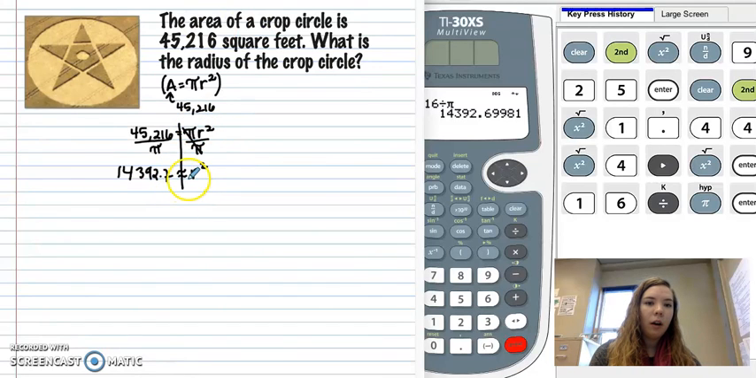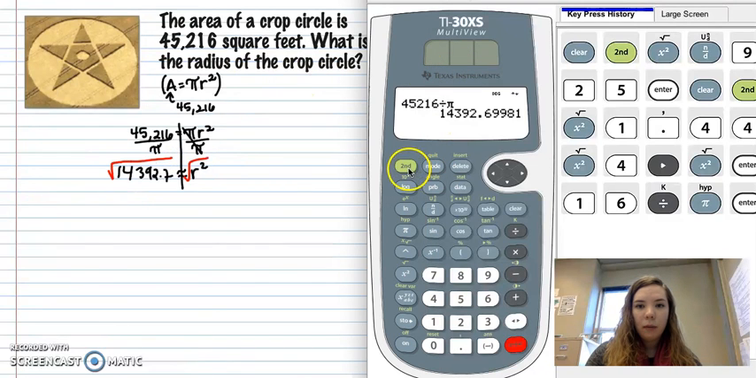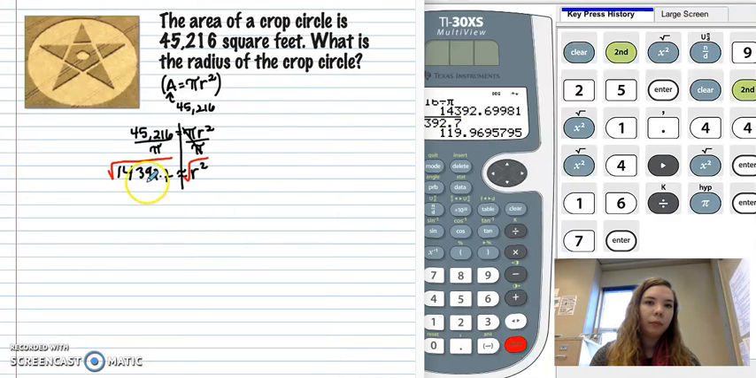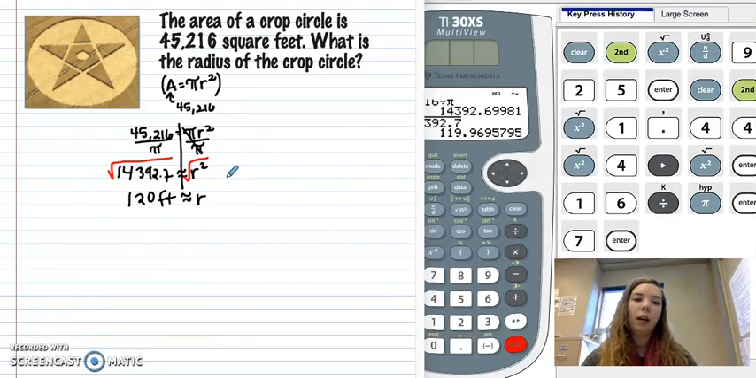And then to get r by itself, I'm just going to want to square root both sides. So I'm going to square root and I get 119. We'll actually just round this up to 120. So 120 feet is approximately our radius. Okay, we rounded it, so it's not exactly, but pretty close. All right.